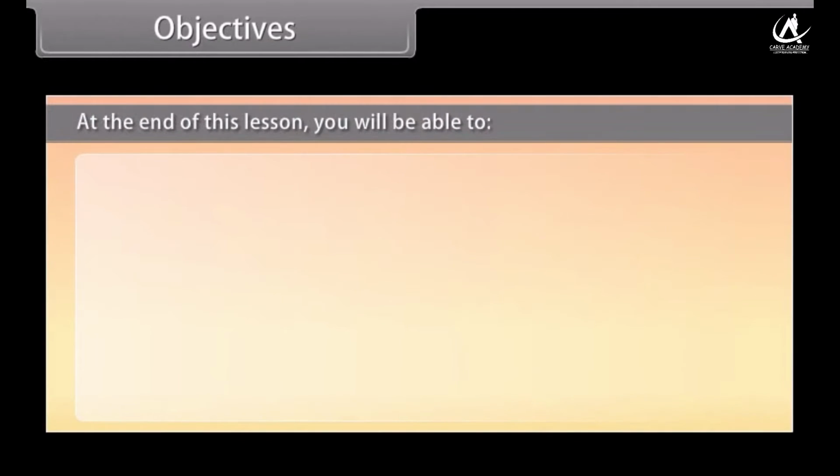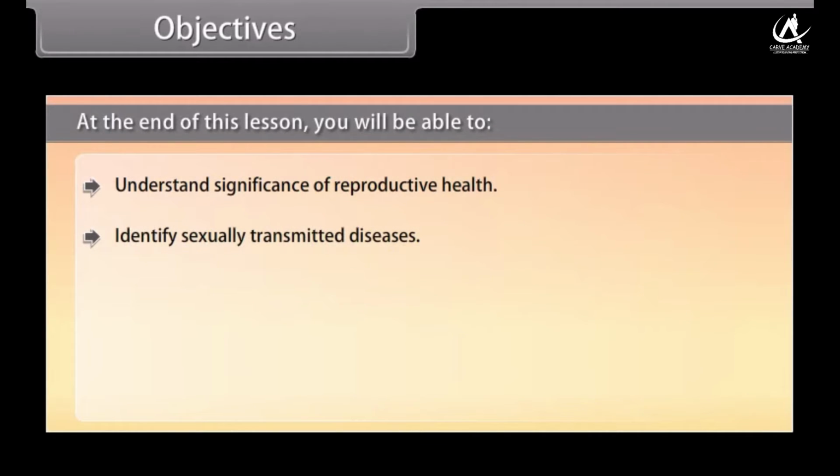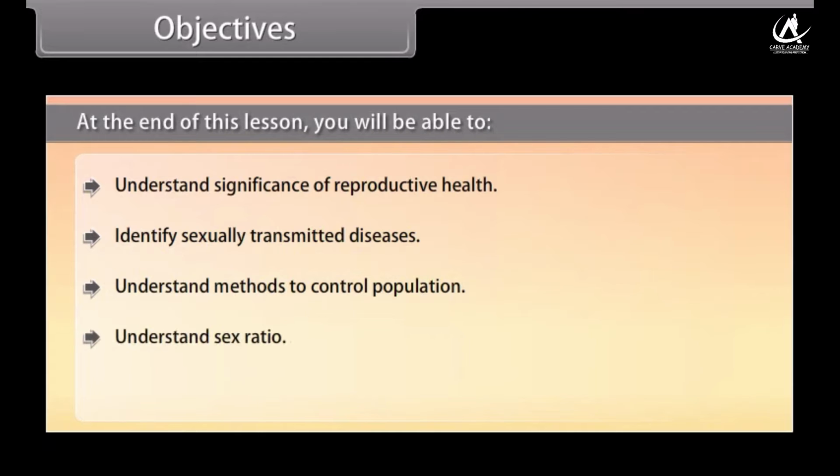Objectives. At the end of this lesson, you'll be able to understand significance of reproductive health, identify sexually transmitted diseases, understand methods to control population, understand sex ratio, and identify population size.